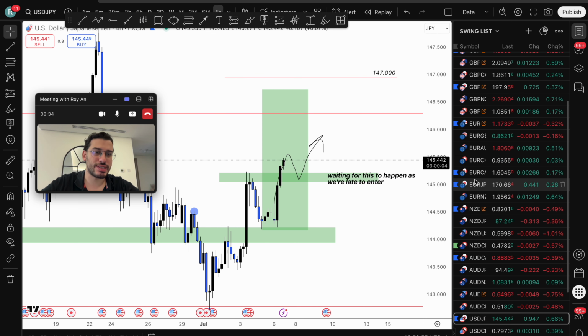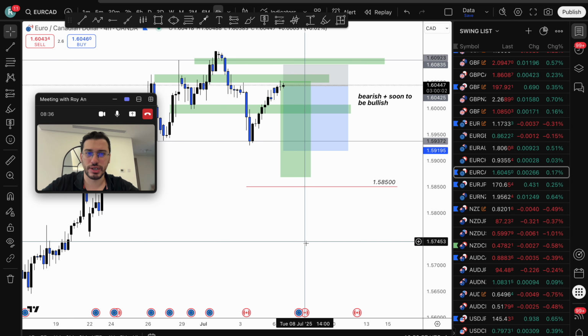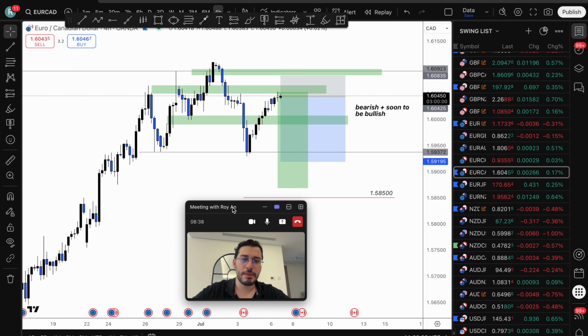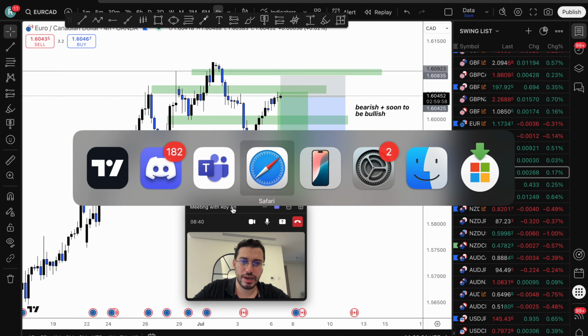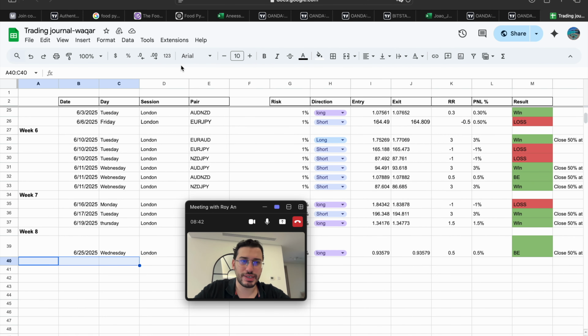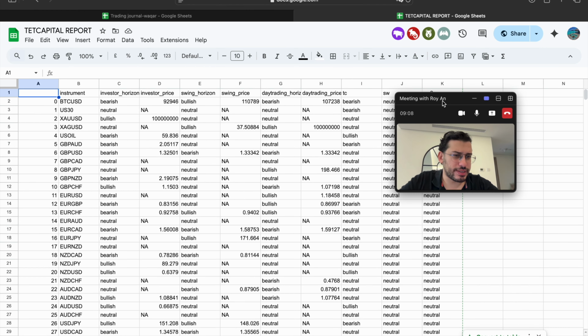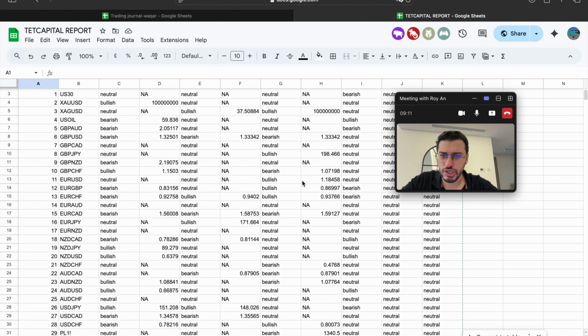So let's discuss the setup and what I'm basically looking at on the charts right here. Let's start with Euro CAD. Basically, I look for the same thing, guys. I come here to the TET Capital Report and I just look at all the instruments and I read the biases and the direction for all of the instruments that we have. Let's start with Euro CAD.